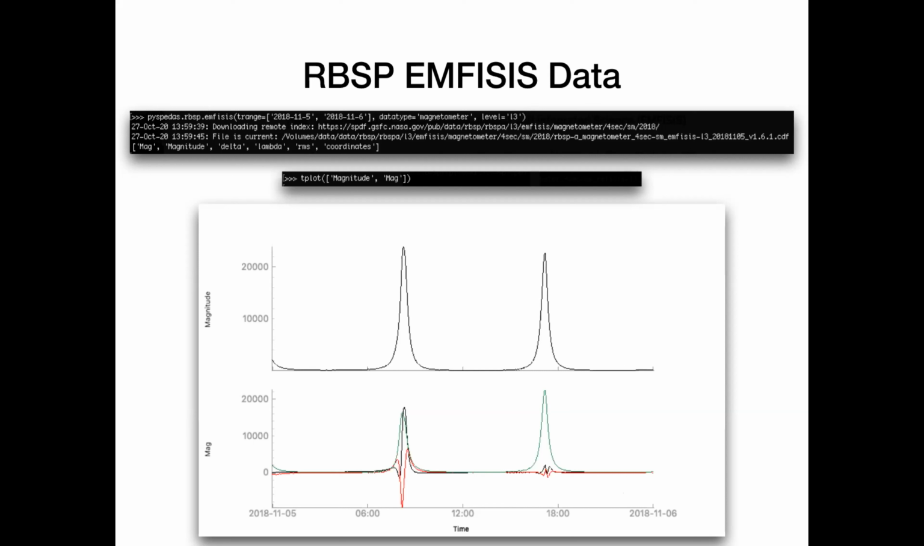So in this case, it loaded probe A, the L3 EMFISIS magnetometer data, in SM coordinates. It created a magnitude variable, that's the B field magnitude, and the B field magnetic vector. And then we call tplot on magnitude and mag, and you can see it creates a plot with the B field magnitude on top and the B field magnetic vector on the bottom.